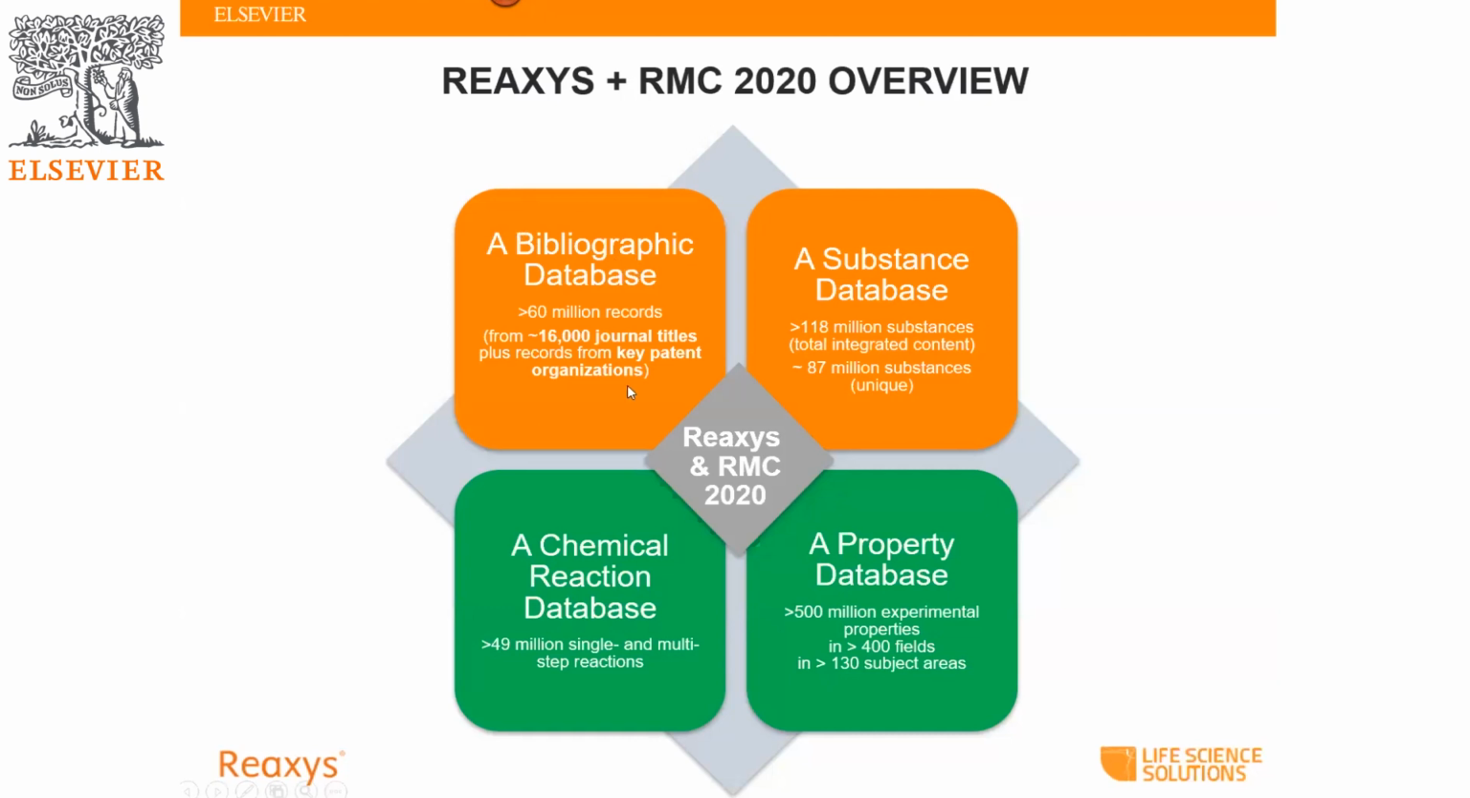In Reaxys, there is the bibliographic database, which covers more than 60 million records, from more than 16,000 journals, and patents from key patent organizations. Also in Reaxys, we have a substance database, which covers more than 100 million substances. And what is more important, in the substance database we have the properties of the substances. We have more than 500 million experimental properties in more than 130 subject areas.